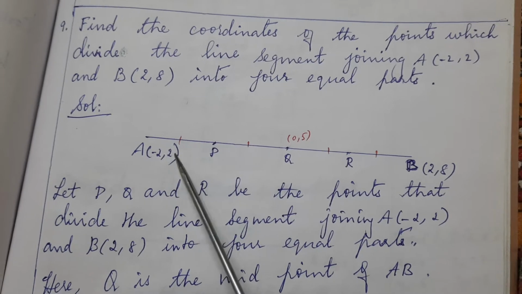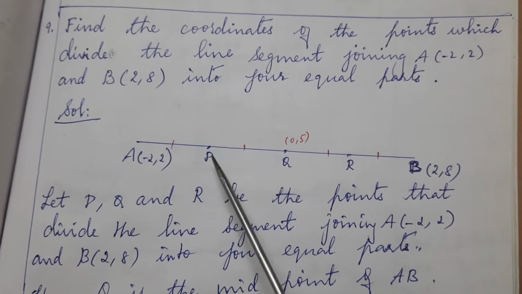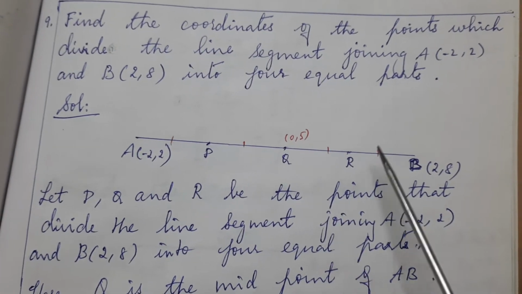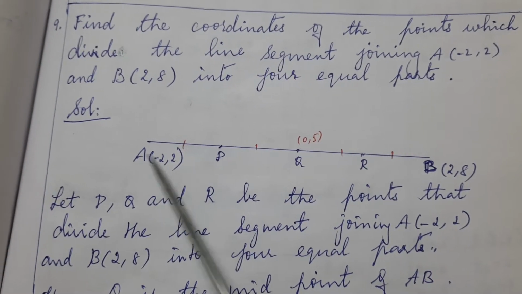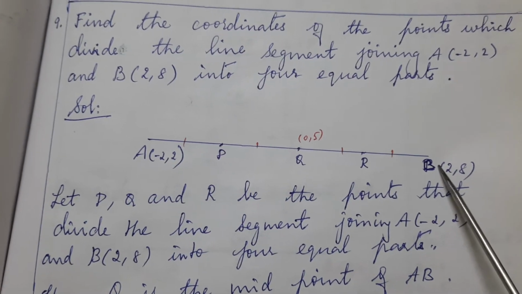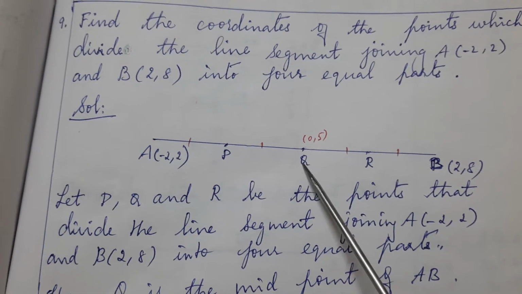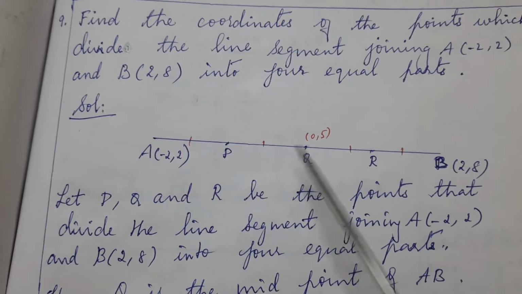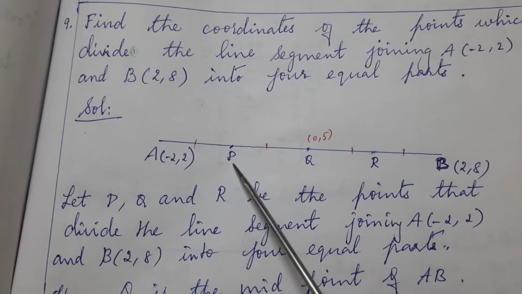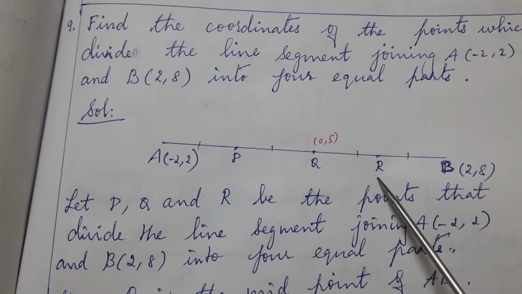So here AB is the line segment. Since it is 4 equal parts, we are assuming 3 points P, Q and R. Since it is equal, AP will be equal to PQ, equal to QR, equal to RB. So when I take AB, Q is the midpoint of AB. When I take AQ, P is the midpoint of AQ. When I take QB, R is the midpoint of QB.